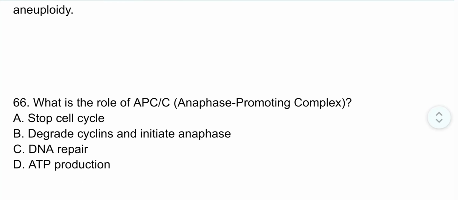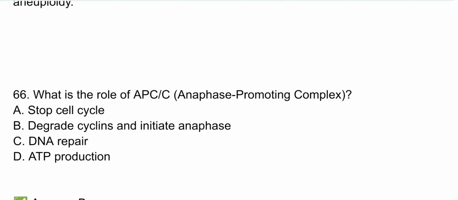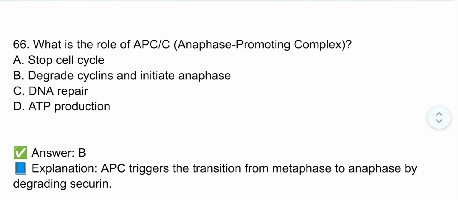Question number 66. What is the role of APC/C, the anaphase promoting complex? The correct option is option B. Degrades cyclins and initiates anaphase. APC/C triggers the transition from metaphase to anaphase by degrading securin.